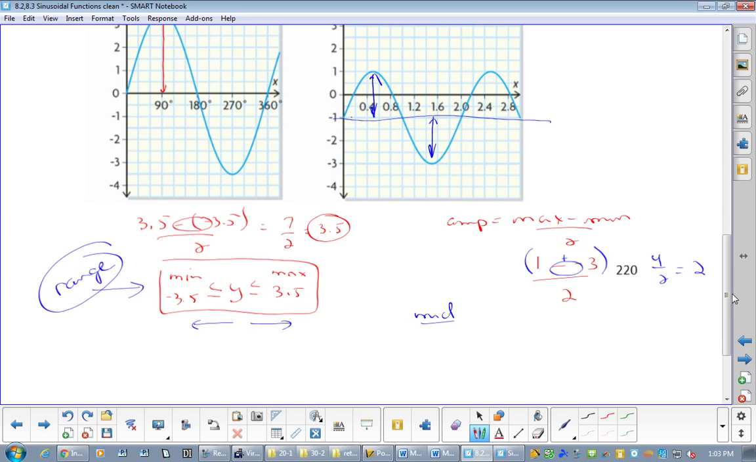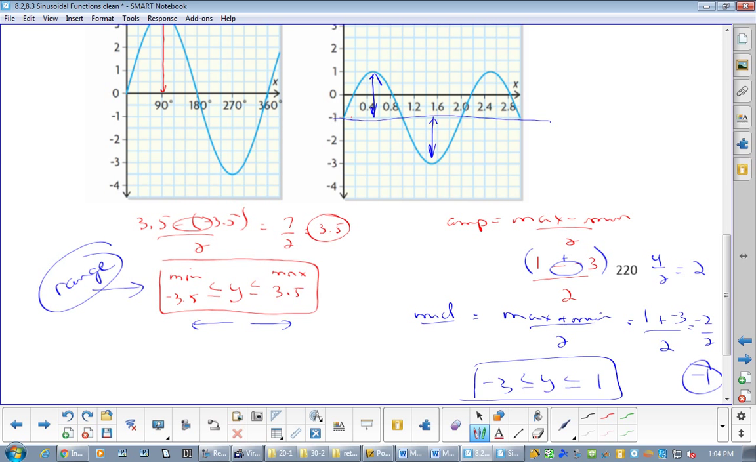What's the formula? Because mid is the average. So max is 1 plus negative 3 all over 2. What's 1 plus negative 3? Negative 2 over 2. What's negative 2 divided by 2? That's negative 1. What is the range of this graph? Min goes on the left, negative 3. Max goes on the right, 1. That's my range.